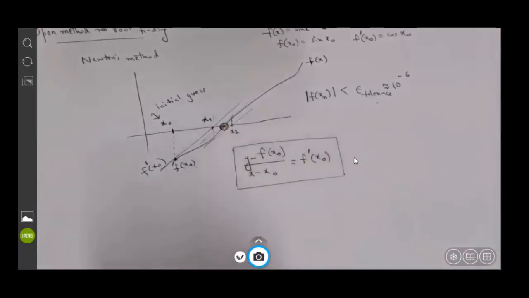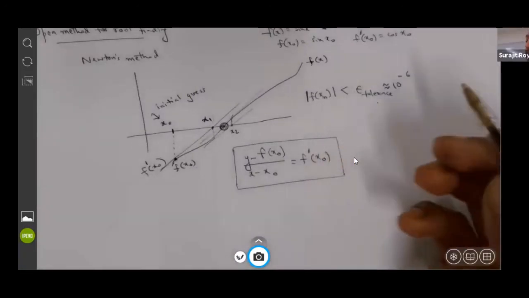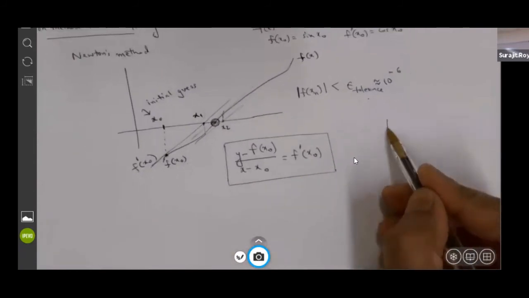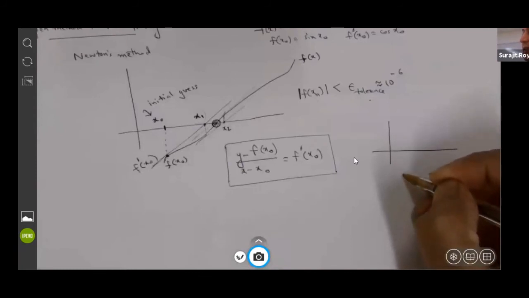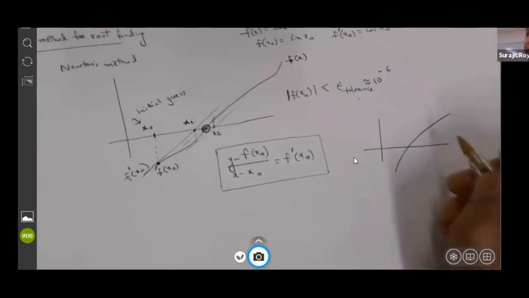Professor, so essentially the f prime of x of n will eventually converge to 0? No, f prime x can have any value. So for example, let me take one specific example. Let me say this is my f x, for example, okay?